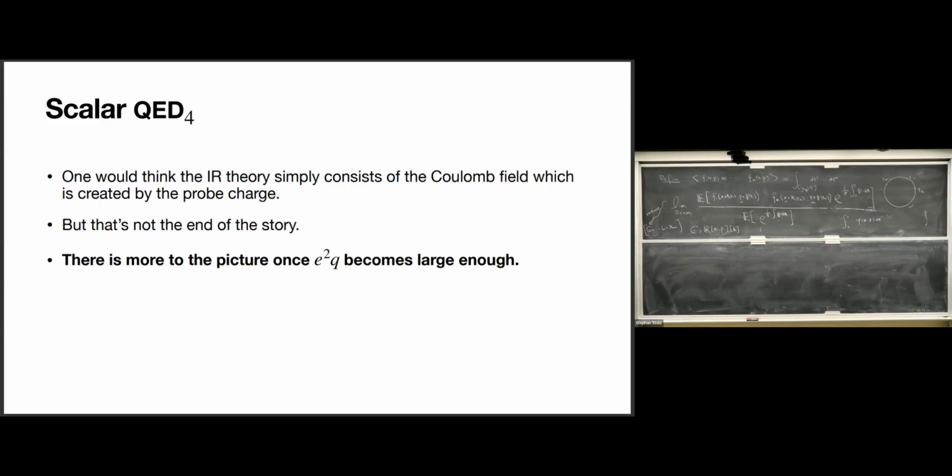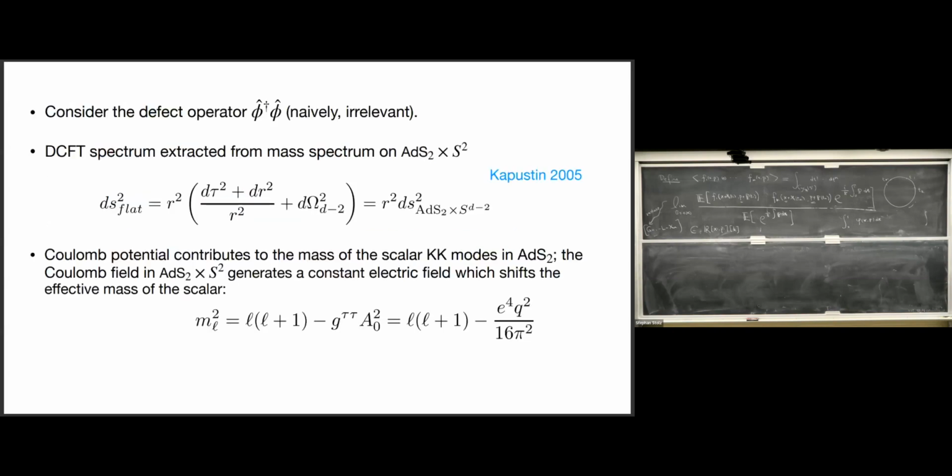So let me explain what I mean by that. To explain that, it's convenient to look at the following different defect operator, phi hat dagger phi hat. Naively, the scalar field has dimension 1 in the bulk. So this phi hat dagger phi hat should be highly irrelevant. It has naive dimension of 2. However, you can calculate the scaling dimensions exactly in this limit.